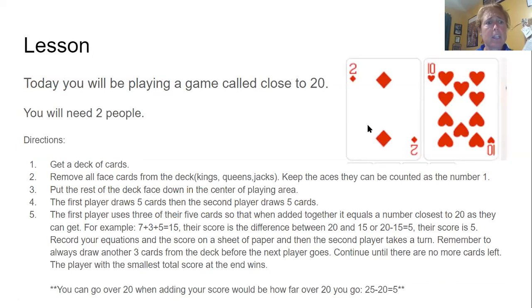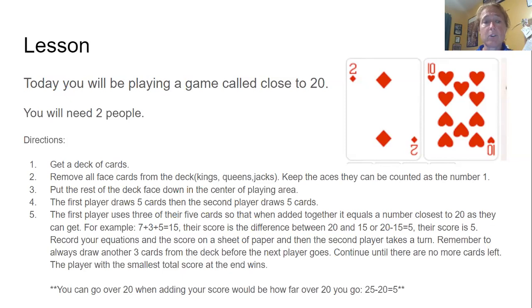All right, once you've removed all the face cards, you will shuffle it up, and then you will put the deck of cards down in the center of the playing area. The first player will draw 5 cards, and then the second player will draw 5 cards. The first player uses 3 of their 5 cards so that when they're added together, it equals a number as close to 20 as they can make.